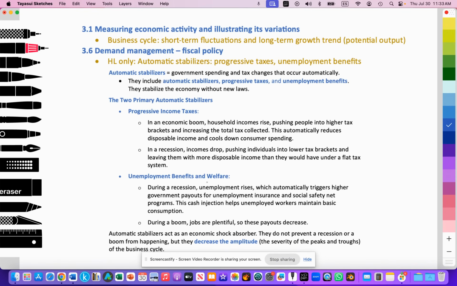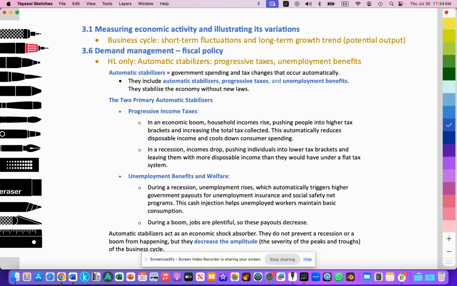And with regards to unemployment benefits as an automatic stabilizer, during a recession, unemployment benefits rise. More people are becoming unemployed, and the government will automatically begin providing unemployment benefits as part of their government policy. That would increase government payouts, spending for unemployment insurance and other social safety net programs. And that cash injection would help the unemployed workers maintain basic consumption for necessities, maintain a degree of consumption spending.